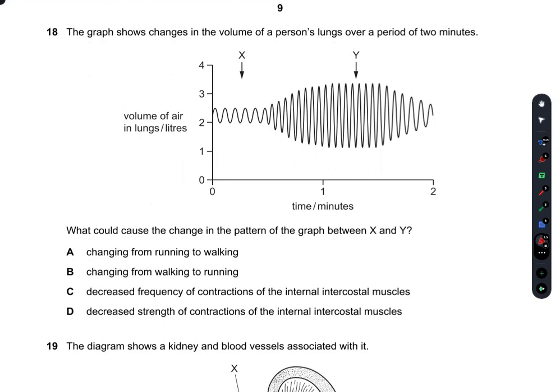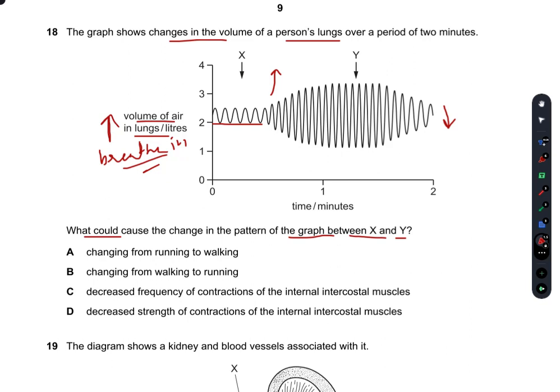The graph shows changes in the volume of a person's lungs over a period of 2 minutes. So what could the change in the pattern of the graph between X and Y suggest? The volume at X is normal, and then it increases, and then it starts to decrease. So the volume of lungs increases when we breathe in. What could be the cause of this change in pattern?